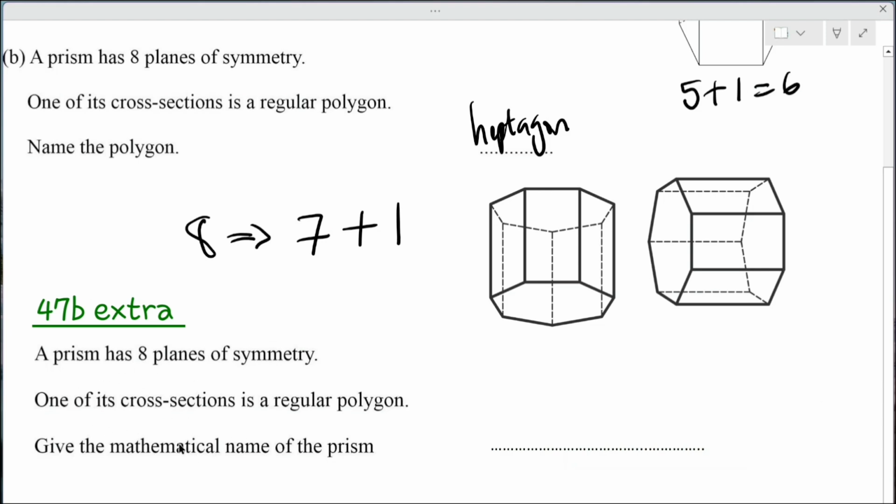If you're having a question like this that doesn't talk about you finding the base polygon first, you have to find the base polygon, which in this case is a heptagon. Then you can now name the prism. And you should know that the mathematical name is determined by the base polygon. So the mathematical name of this prism is a heptagonal prism. Hope you understand.